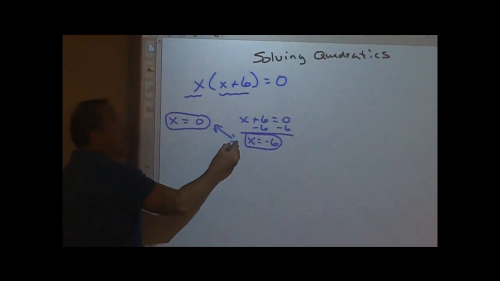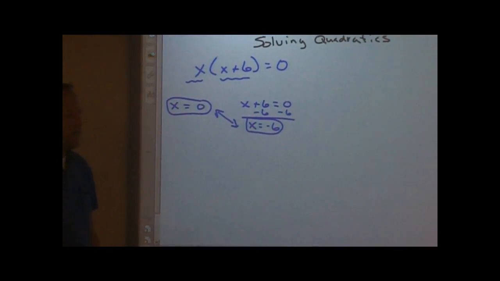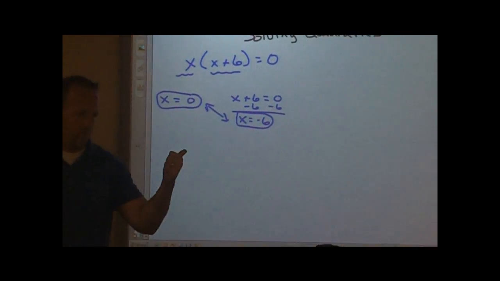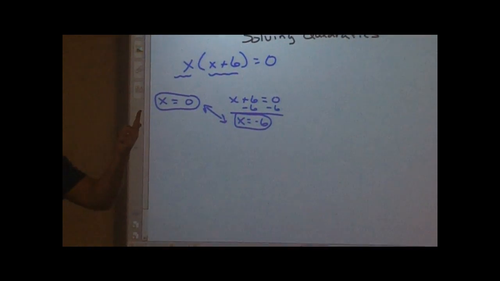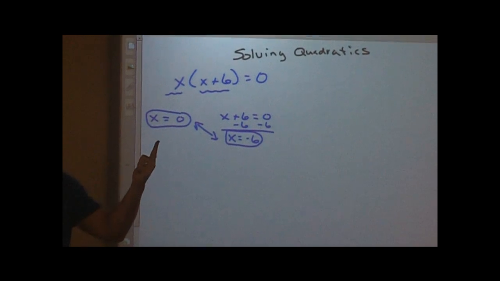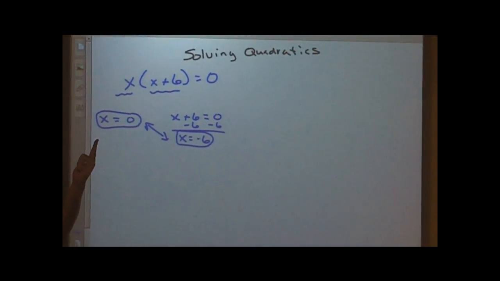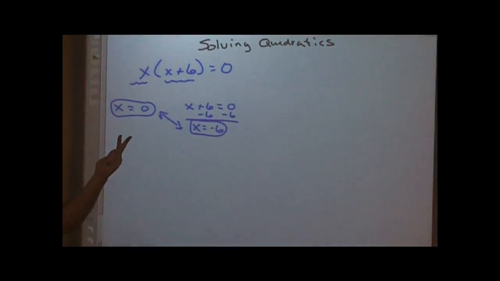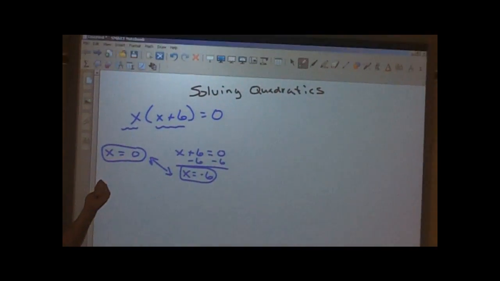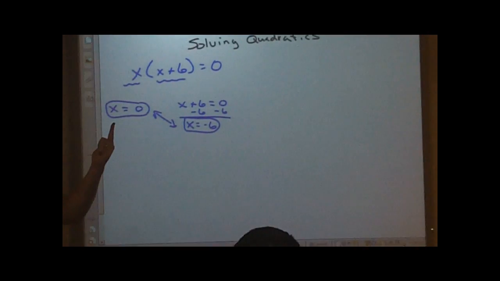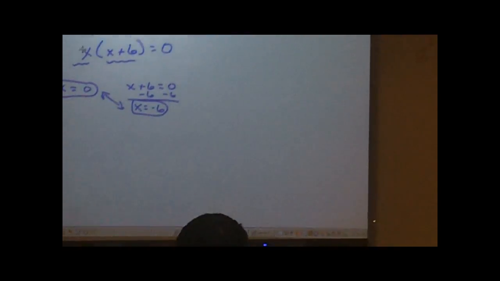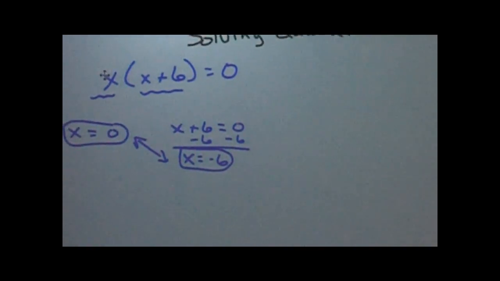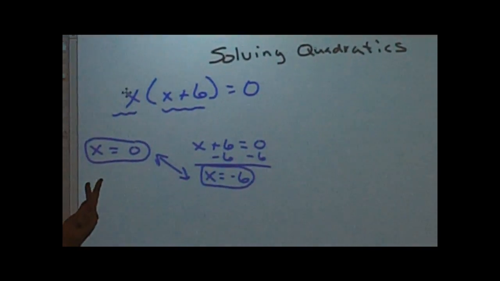Now, here's something else for the future. We call these your answers. We call these your solutions. What else have we called them in the past? Zeros. So we've got solutions, zeros. X-intercepts, very good. X-intercepts are the big one right there.